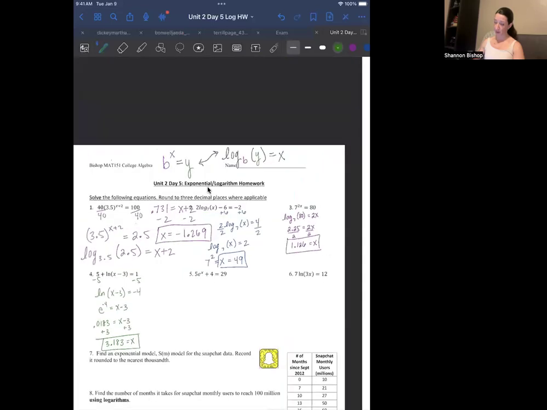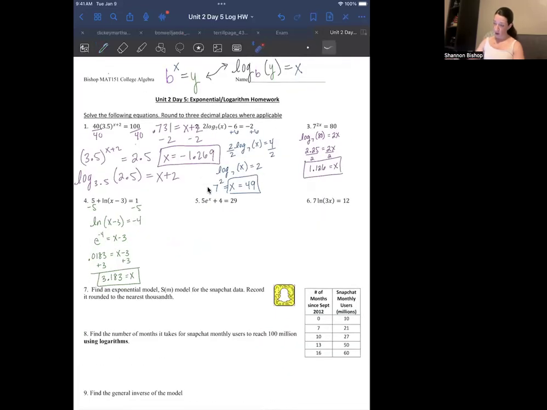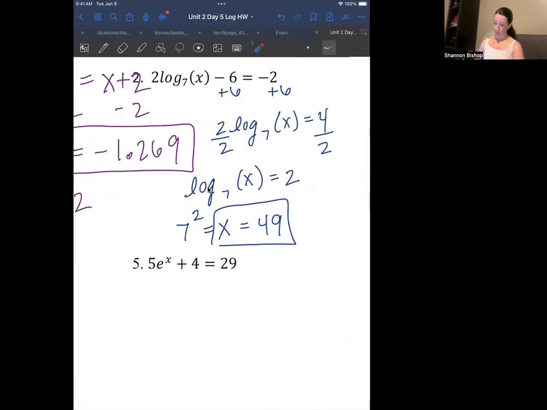Okay, number 5 is clearly in exponential form. You can see there's an exponent right there. So it's exponential form. It does not say log. It does not say ln. It is not in log form. It's in exponential form. So in exponential form, we have base e, power of x, result 29.